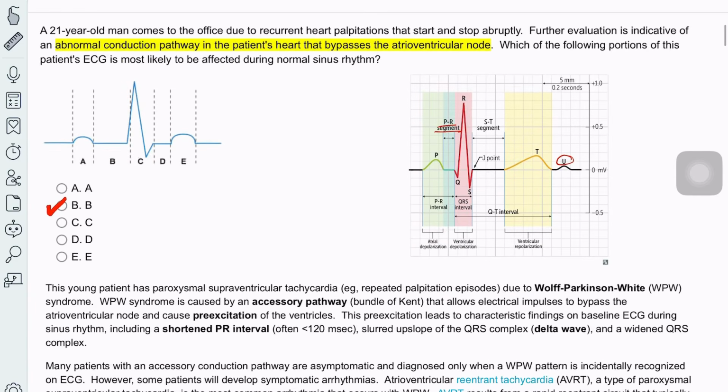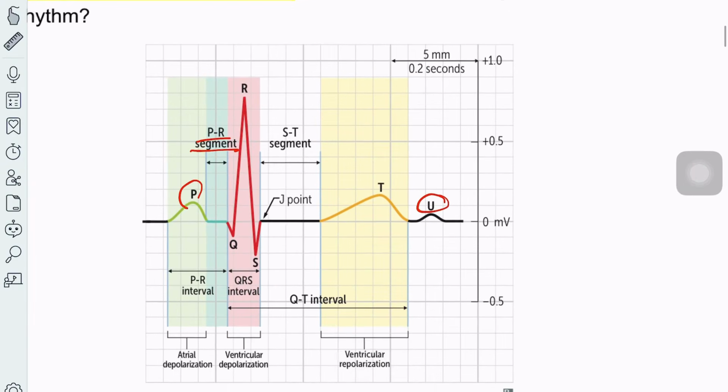So let's look at the answer. The answer is B. So the P wave in the ECG corresponds to the atrial depolarization. Then the PR segment corresponds to the AV node conduction, which is nearly 0.1 second. This delay is because of the less number of gap junctions in the AV node. This allows proper filling of the ventricle during diastole.